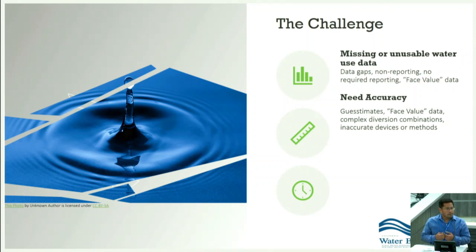Again, prior to these regulations, there were no requirements on the accuracy of the data. There were guesstimates. Again, there were face value data. Sometimes there were complex diversion combinations, and so those were kind of difficult to report. And also, the diversions were often measured using inaccurate devices or methods.